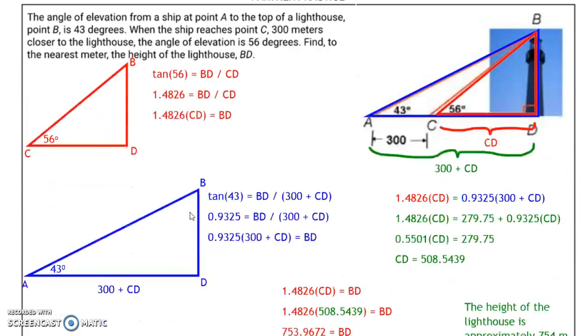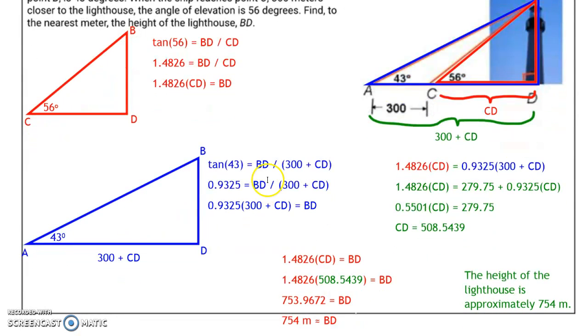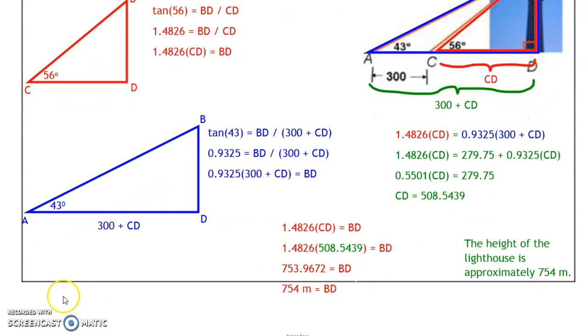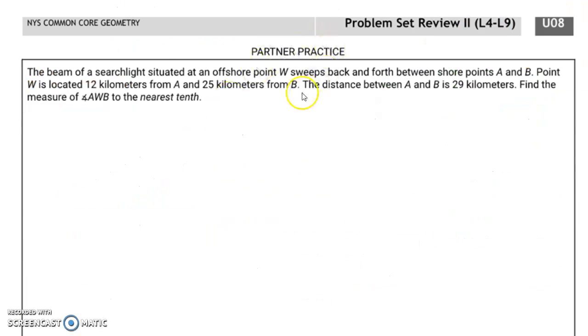For the next problem, it was another classic two triangles question. We set up two tangents. Remember, we're generally always going to be using tangents. We set them equal to each other. We solve for one side, and then we use that one side to find the other side. Not a big problem. There are two more partner practice problems that I'd like you to make sure that you got right. Pause the video, try it out, and then see if you got them right.